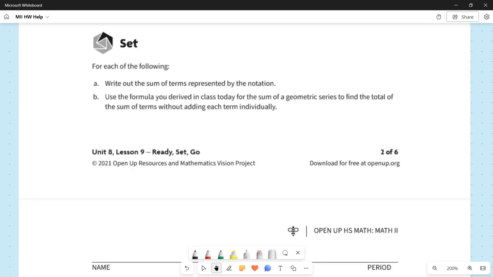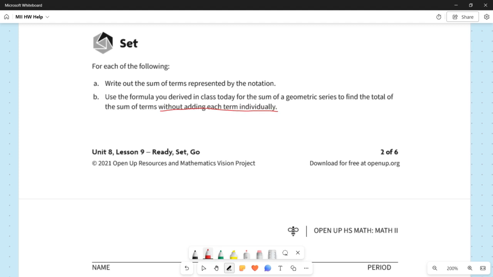Moving on to the set section. Directions here say, for each of the following, write out the sum of terms represented by the notation, then use the formula you derived in class today for the sum of a geometric series to find the total of the sum of the terms without adding each term individually.